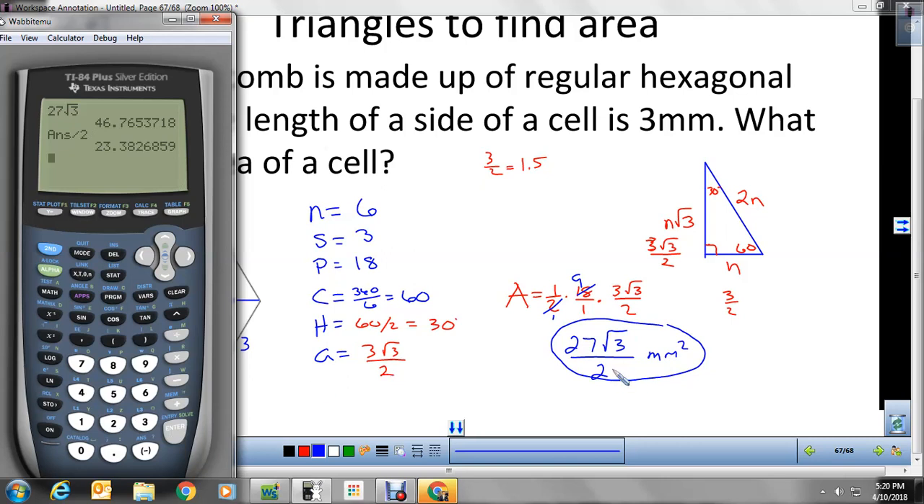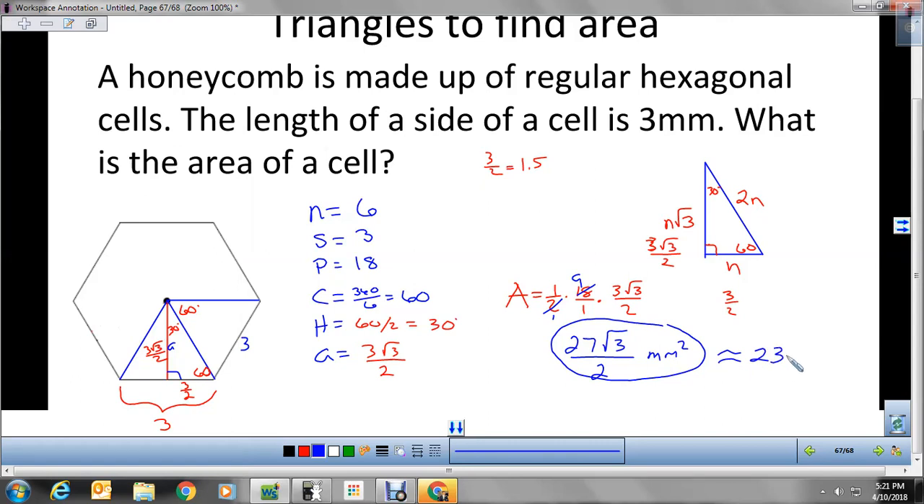That gives me an answer of about 23.3. And there's no reason to divide it by 2 again. So the correct answer would be 23.3. If we're going to round to the nearest whole number, it's going to be approximately 23 square millimeters. So we got 2 answers here, 23 square millimeters or 27 radical 3 over 2.